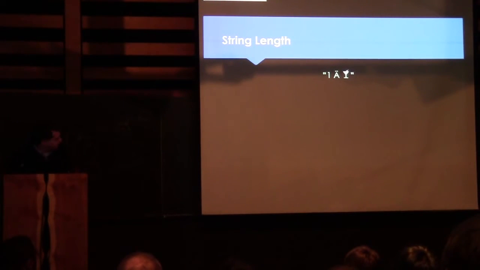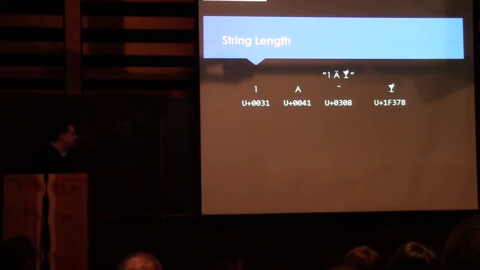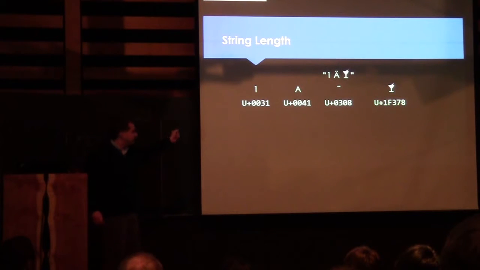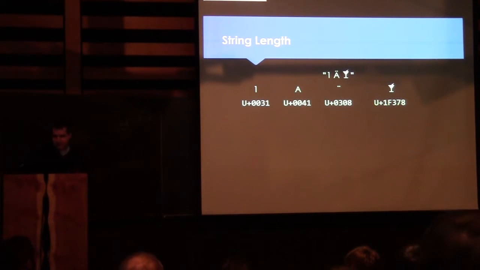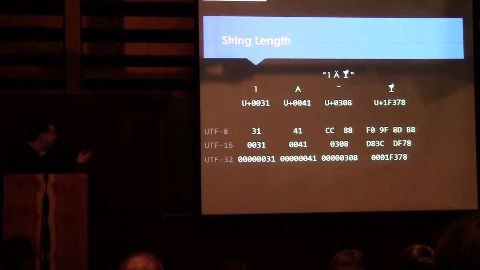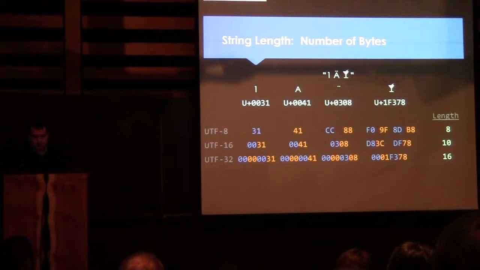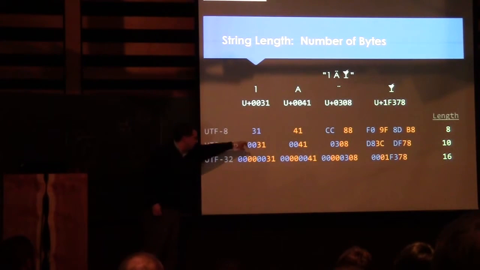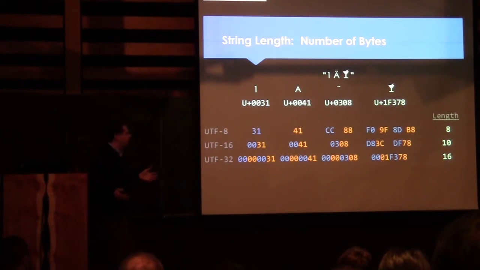So I have here this string, and here is its Unicode representation. It's the digit 1, the letter A, the diaeresis, and then the cocktail glass. And here's how it's represented in the 3 Unicode encodings. First, we can think of a string as just how many bytes are in it. Here I've used alternating colors to show it's 1, 2, 3. So in that case we can just count the number of bytes. That's fairly straightforward.